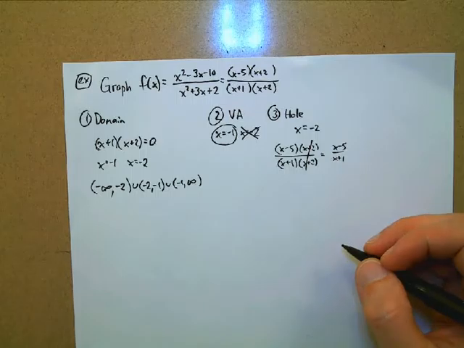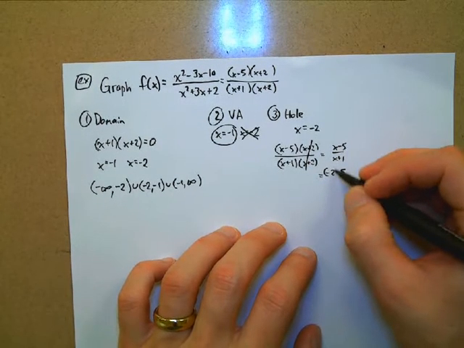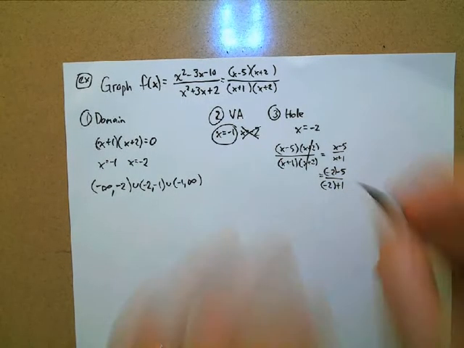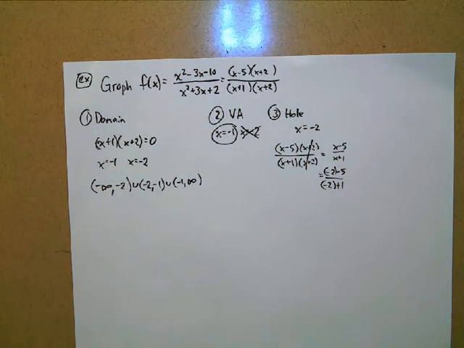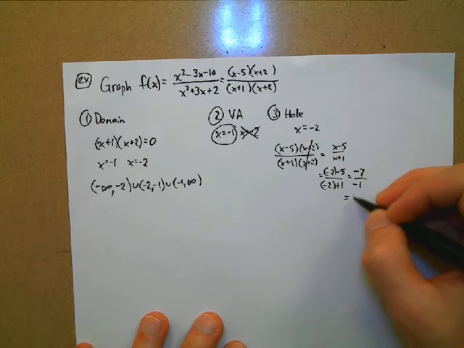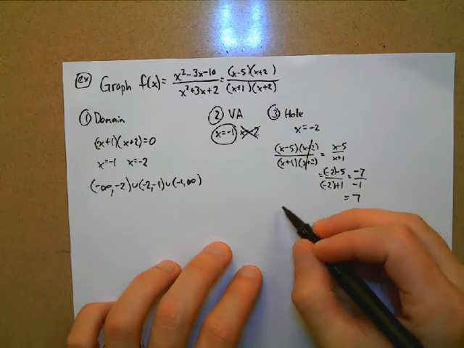So we get negative 7 over negative 1, which is then just 7. Okay. So once you get that x coordinate for the hole, factor your numerator, factor your denominator, cancel, and then substitute and get that matching y coordinate. And so then the coordinate for the hole is negative 2, 7. Negative 2, 7.